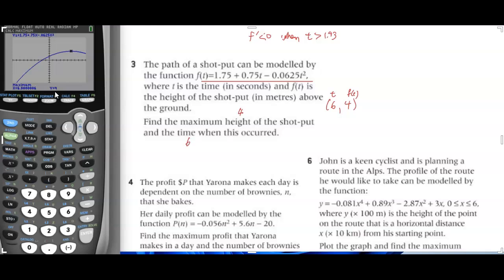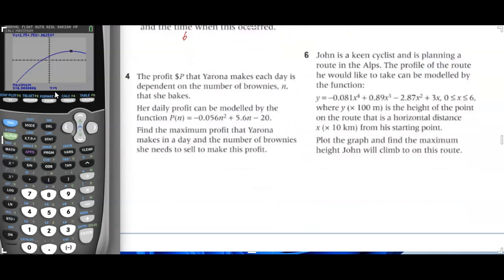All right, next one. Number 4. Ooh, this is a nice business one for you business guys. Okay, once again, the profit P that Yorona makes each day is dependent on the number of brownies N that she bakes. Remember when we did the problem yesterday about bake sale 2? Her daily profit can be modeled by the function P equals blah, blah, blah. Find the maximum profit that Yorona makes in a day and the number of brownies she needs to sell to make this profit.